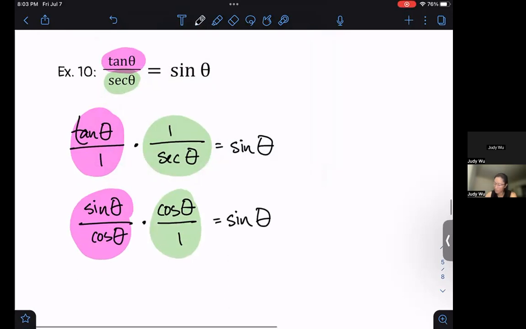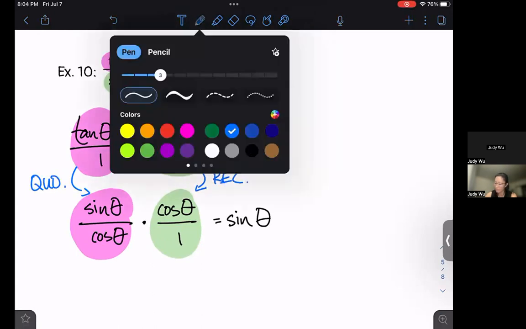All right. Now, let's pause for a moment and annotate a little bit. Okay. So in this step, I think we've just done some algebra, but we would call this the quotient identity, and we would call this the reciprocal identity. Okay.